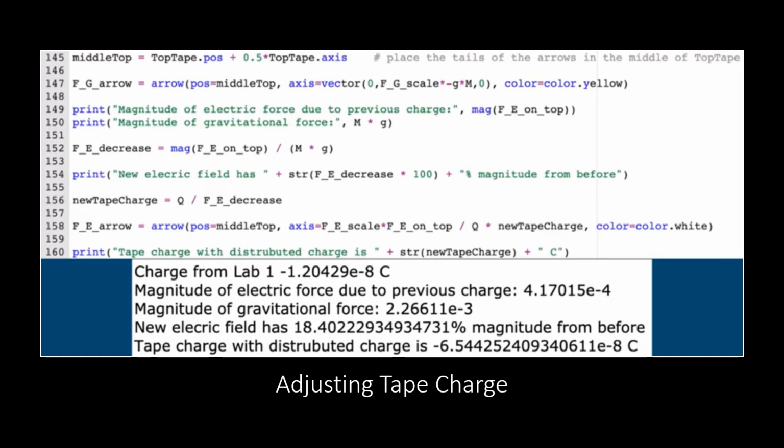Finally, I adjusted the tape charge so that the electric force on the top charge balances out gravity. We can find the proportion of the current force magnitude to that of gravity, which is about 18% in this case, because Coulomb's law has a positive linear relationship between charge and force. We can adjust the tape's charge by dividing it by this proportion. This leads us to find a new adjusted total tape charge of negative 6.5 times 10 to the negative 8 coulombs.